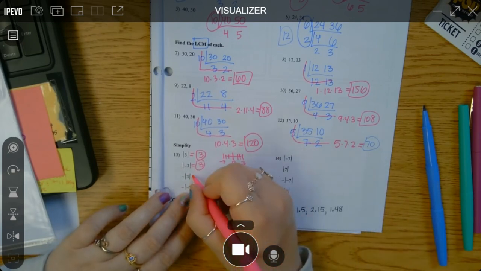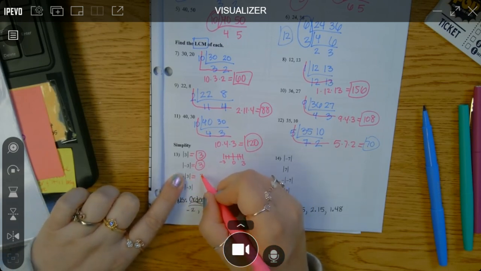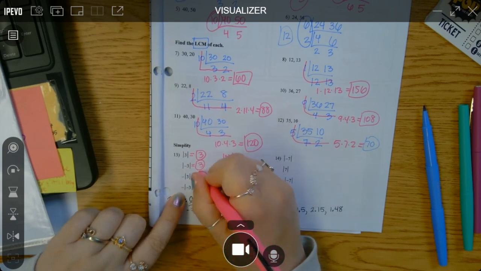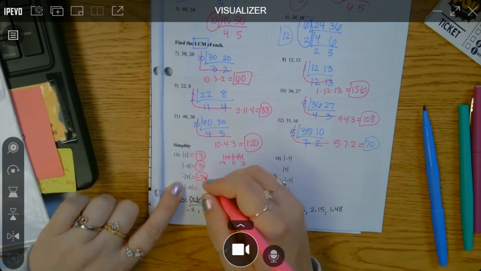This one is a little bit trickier. Okay, so what's the absolute value of 3? The absolute value of 3 is 3. And then on the outside, it says that there's a negative. So what's the opposite of that? A negative 3. Okay, what about here? Inside, what's the absolute value of negative 3?